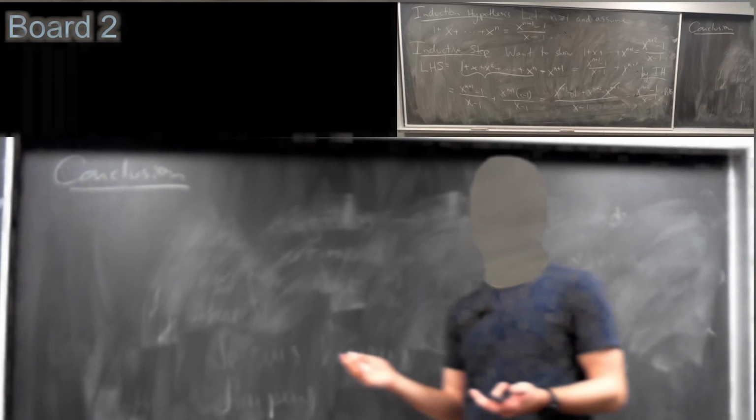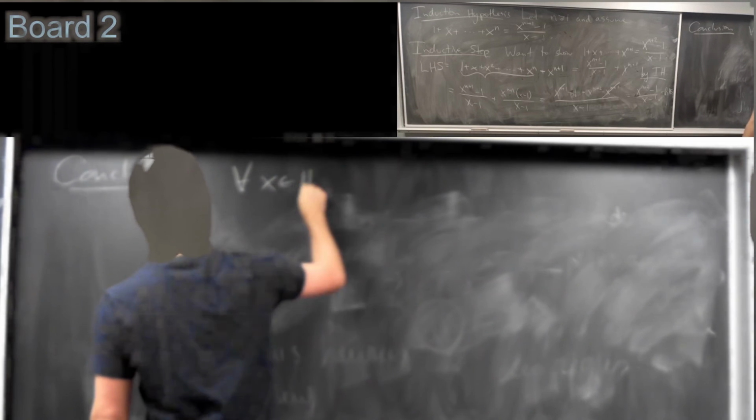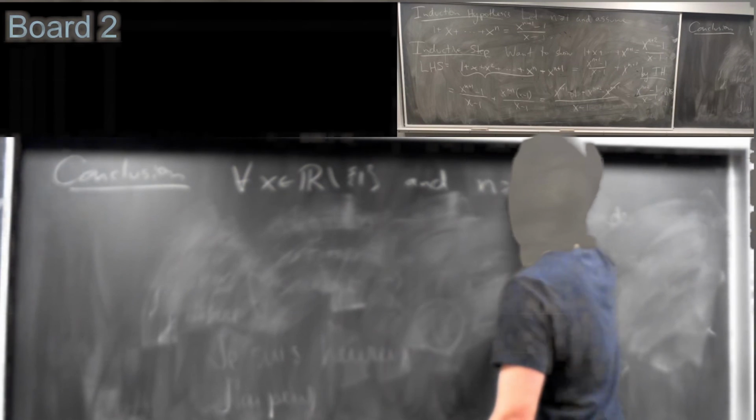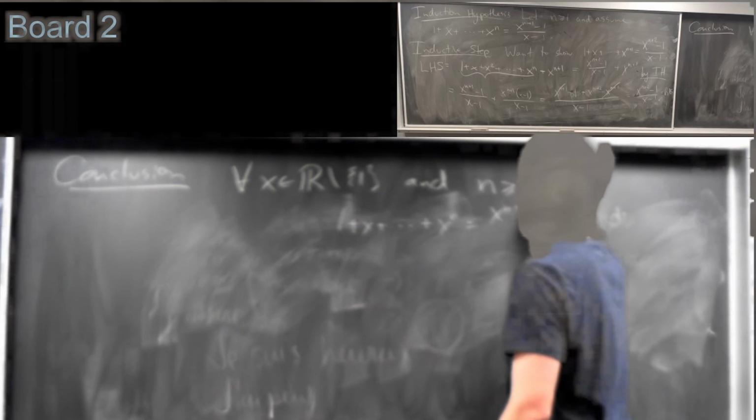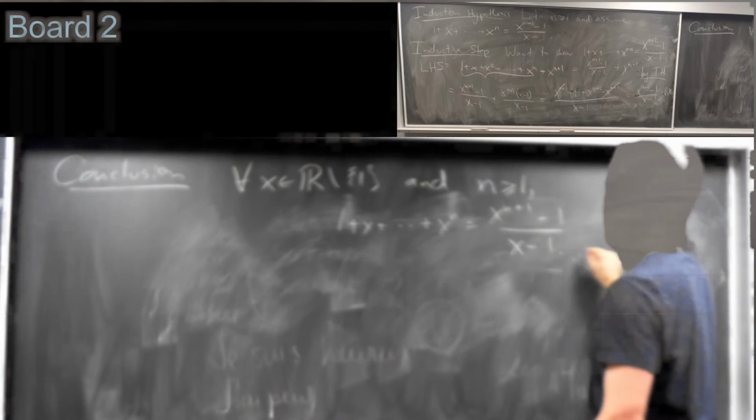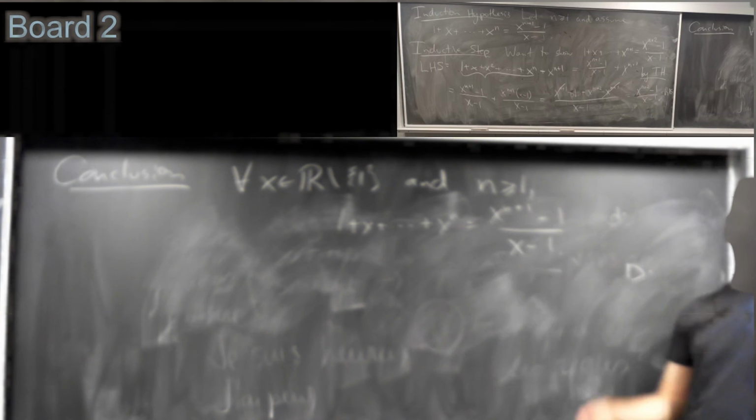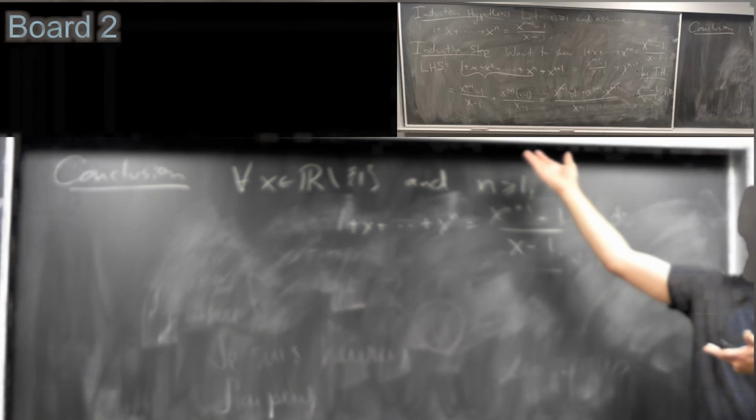So, conclusion. The whole reason we make you write conclusions is so that you understand what you've actually proved. So the conclusion is that for all x in the reals except for 1 and n at least 1, the sum 1 plus x plus dot dot dot up to x to the n is equal to x to the n plus 1 minus 1 over x minus 1. Basically, always the conclusion, you're just going to rewrite what you were asked to prove at the beginning.